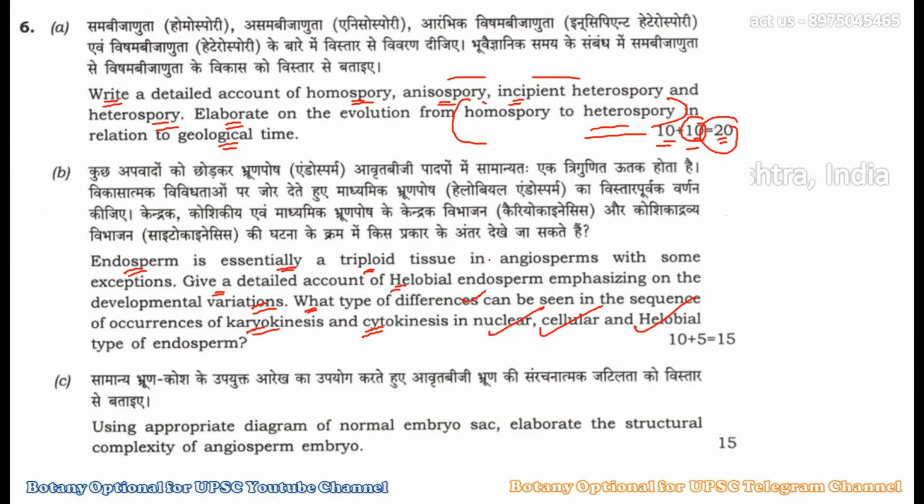Then in the third sub question, you have to attempt that using the appropriate diagram, you have to give the normal embryo sac and elaborate the structural complexity of the angiospermic embryo sac, right? So you have to draw the embryo sac and just give the complexities of the angiospermic embryo sac. For that, you will have the 15 marks.